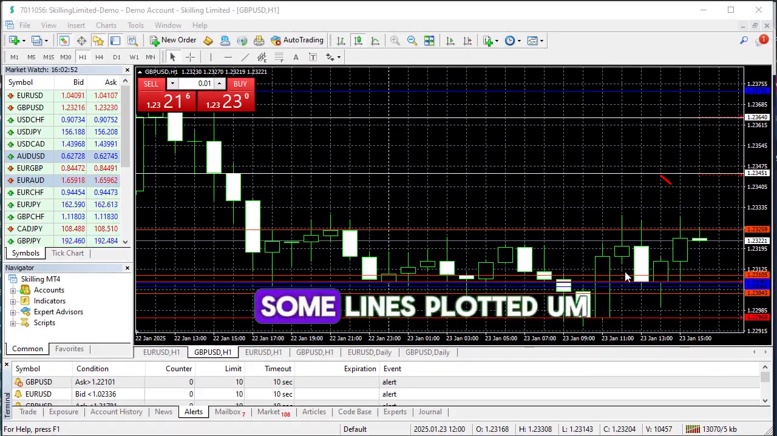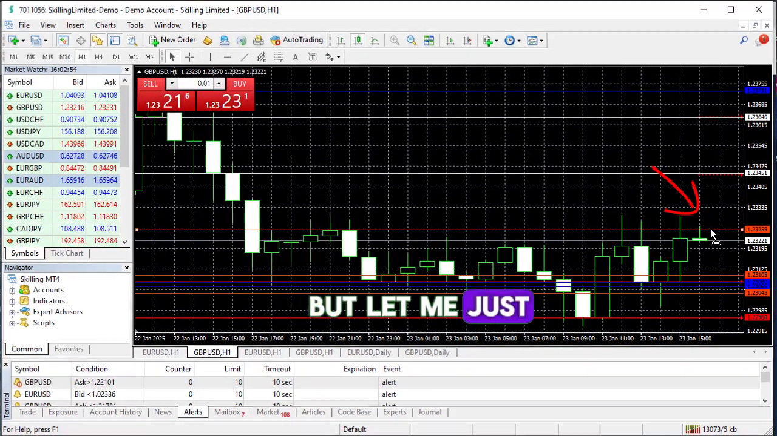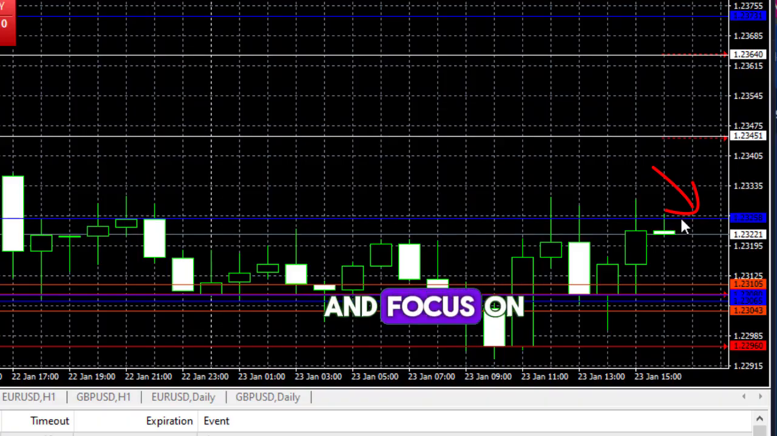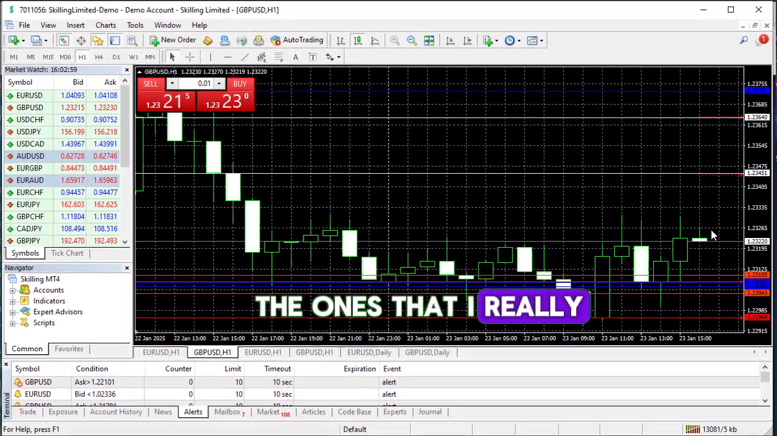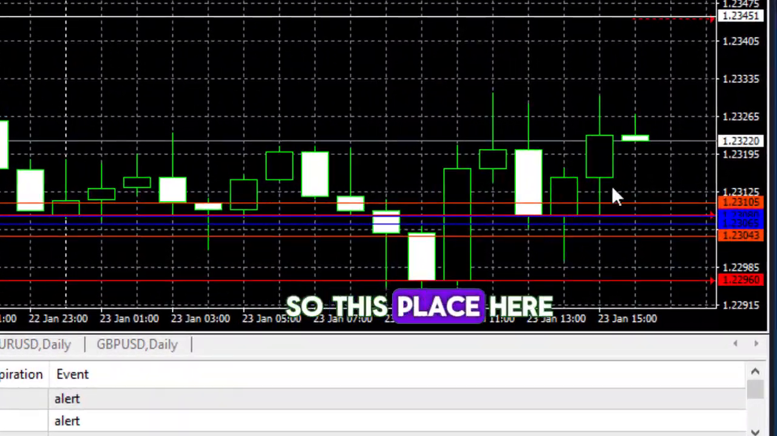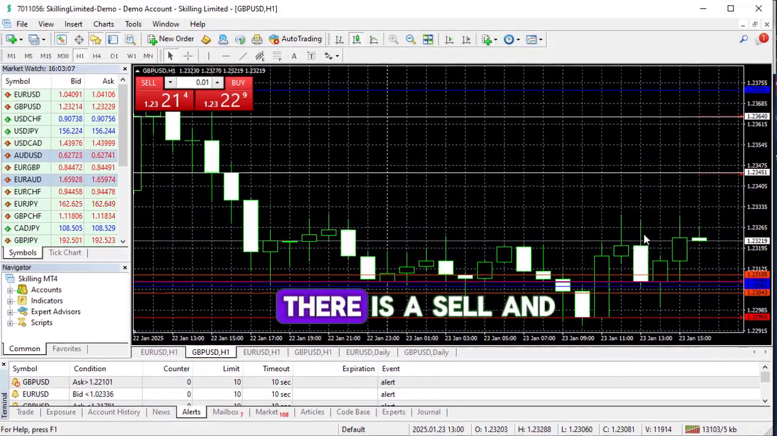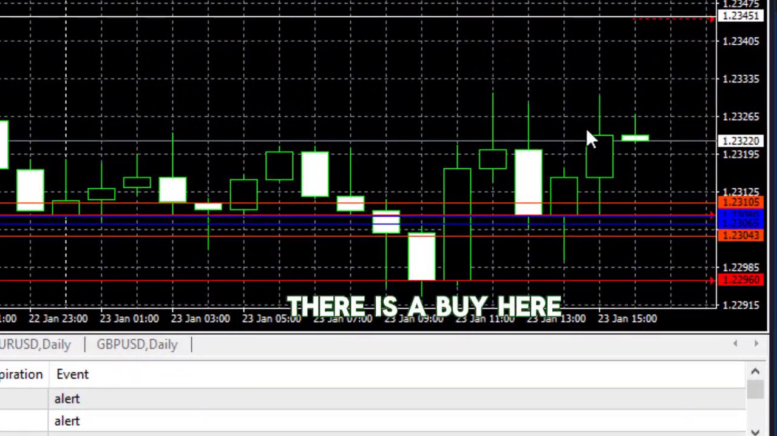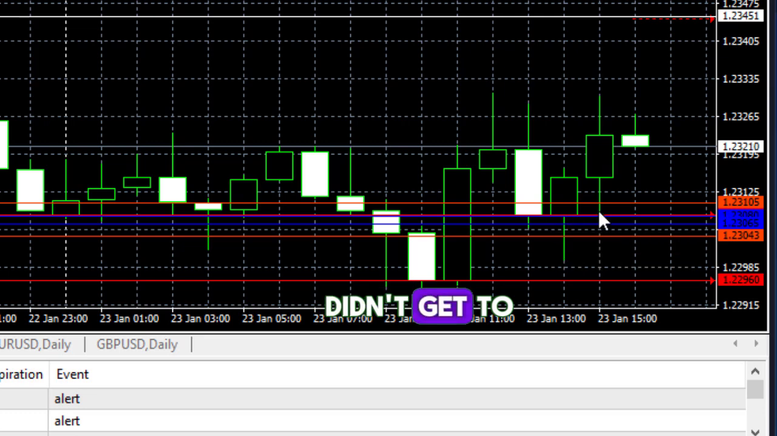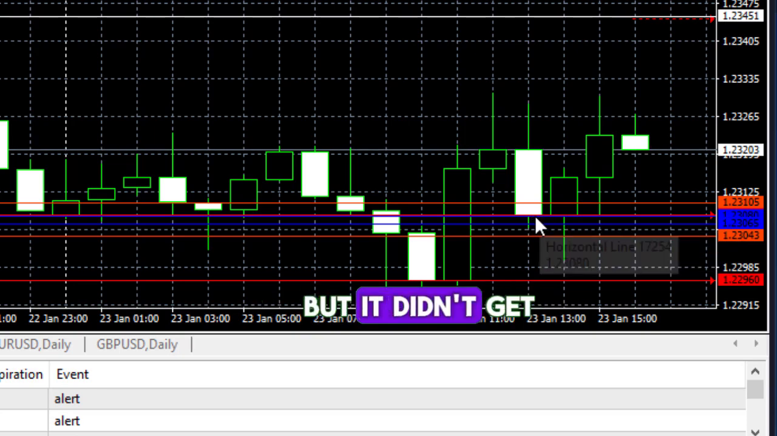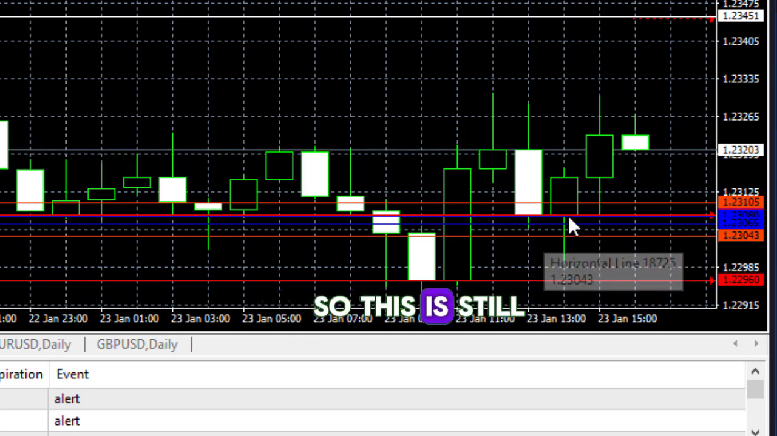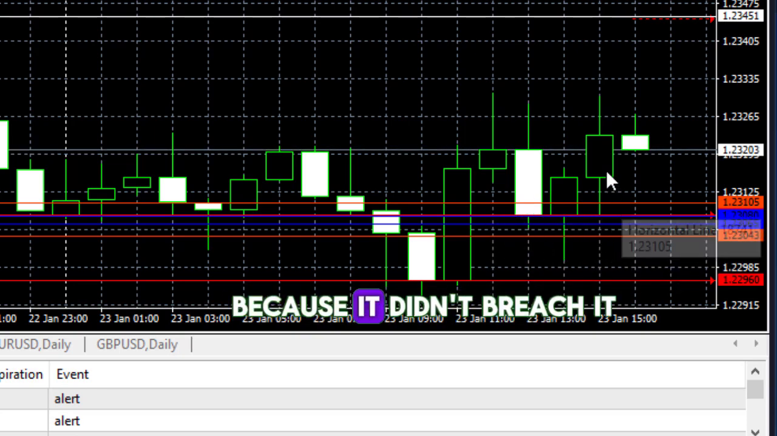I already have some lines plotted, but let me just delete this one and focus on the ones that I really want to show you about. So this place here, this is where the opportunity is. Now if I go to, first of all, the 1 hour chart, there's a sell and there's a buy here. This movement down didn't actually get to the low of this turning point. You see this sell and this buy. You can see the wick spiked down, but it didn't get to the actual low. So this is still a valid turning point because it didn't breach it.